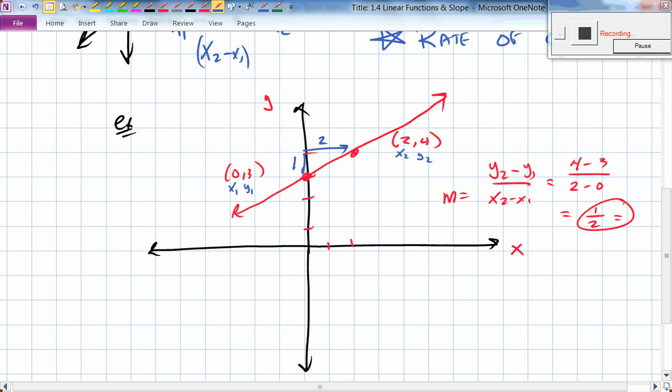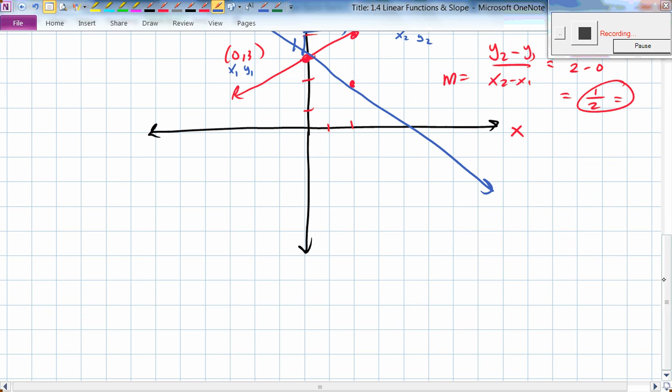What could I do to make this a negative slope? Has to be going the other way. So if I maybe had this point on the line and drew this blue line on here, that is a negative slope, right? How come? Because it's always decreasing, right? It's going from left to right, decreasing always, all right?